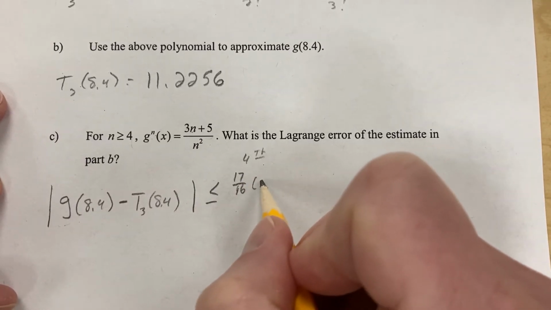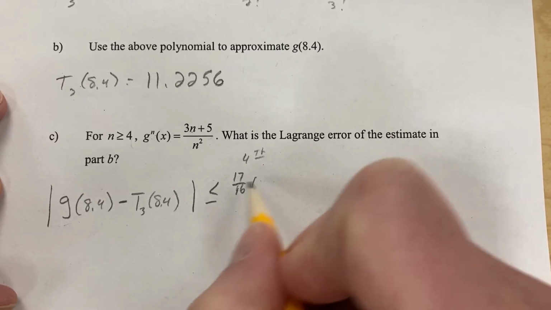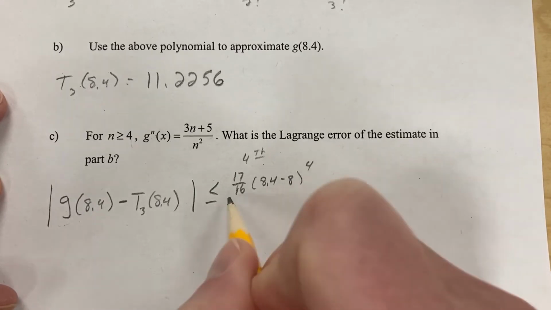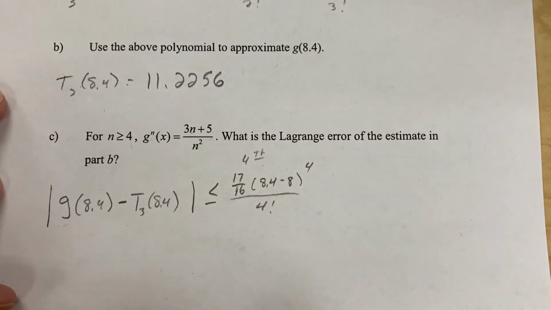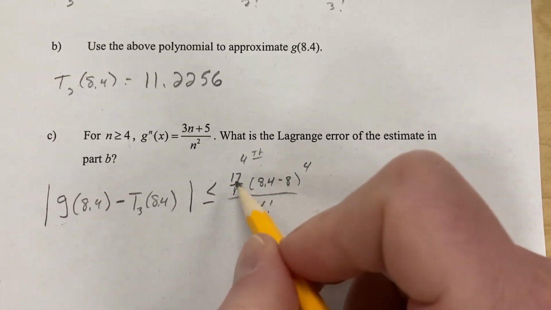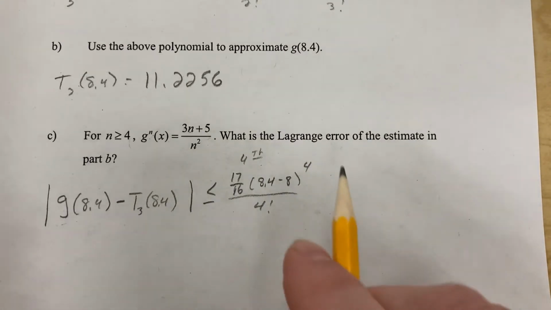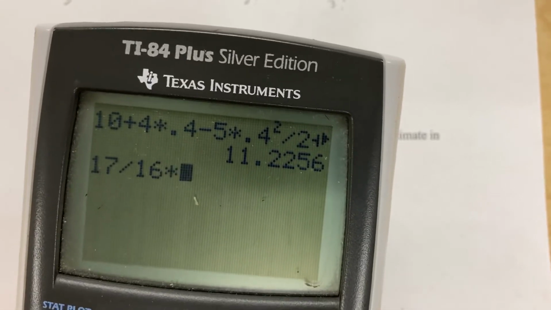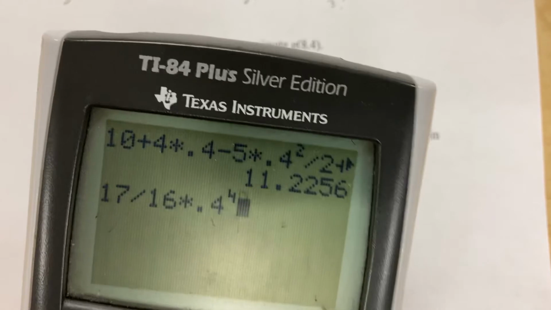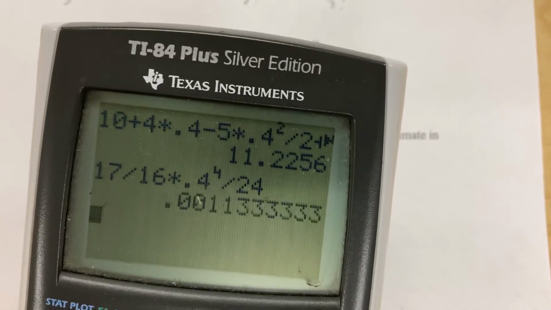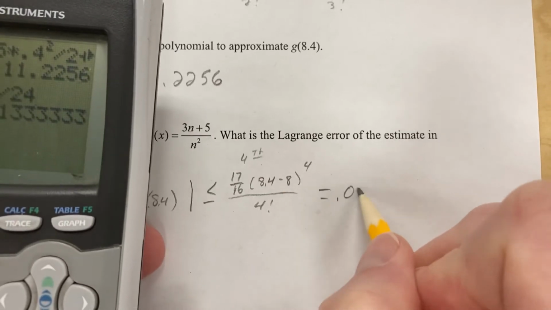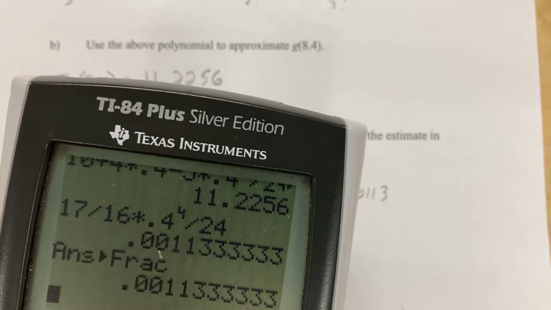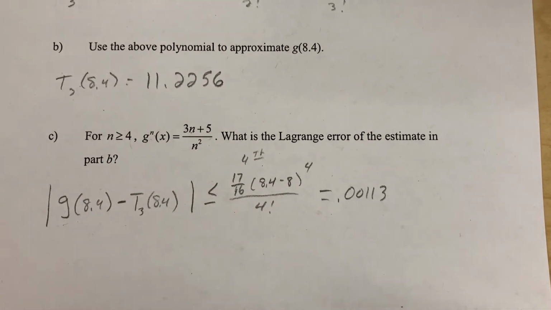All right, times x minus 8 to the fourth power, but we're using 8.4 as our reference point. So it's 8.4 minus 8 to the fourth power over 4 factorial. We're building that term using this as the way to get the multiplier, putting 8.4 in there. So with the calculator, we're going to go 17/16 times 0.4 to the fourth power divided by 4 factorial, which is 24, and we get 0.00113 repeating. I could try to change that to a fraction. Let's see if it, no, won't let me, but that's all right. This is what we end up with here.